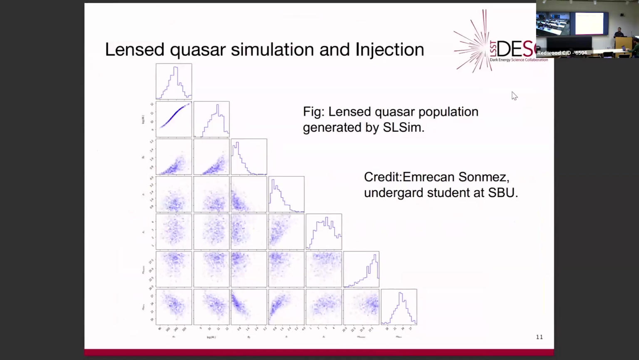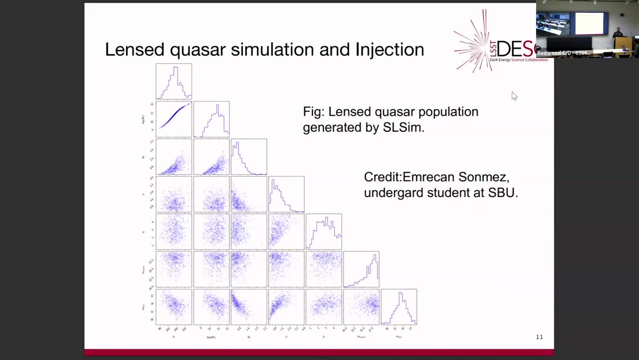And here is an example of that. The third kind of lens population that we can simulate using SLSim is the lensed quasar population. This is again a corner plot showing a population of lensed quasars within a 100 square degree sky area, and this is implemented by American Sonmes, who is an undergraduate student at Stony Brook University. And here also you can simulate images once you have a full population of lensed quasars.